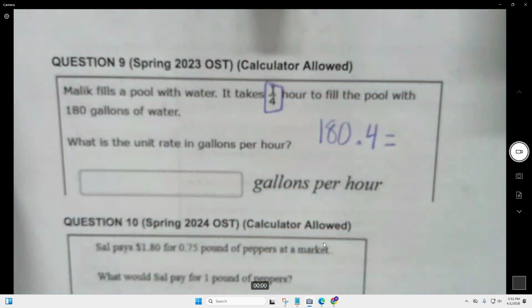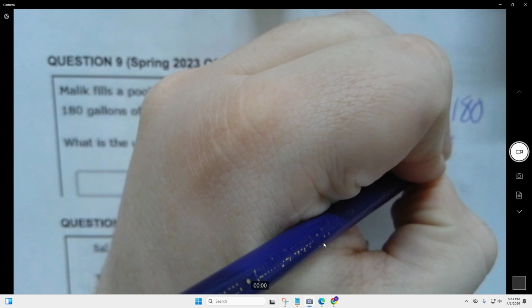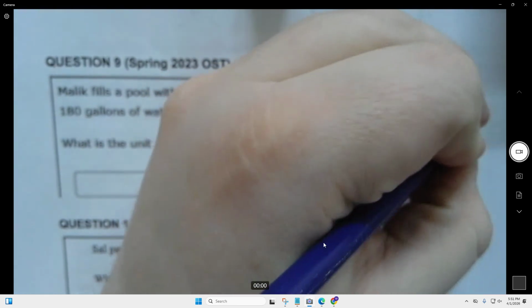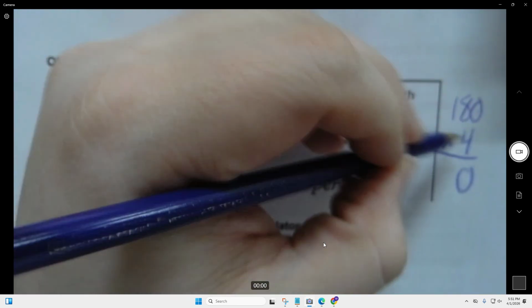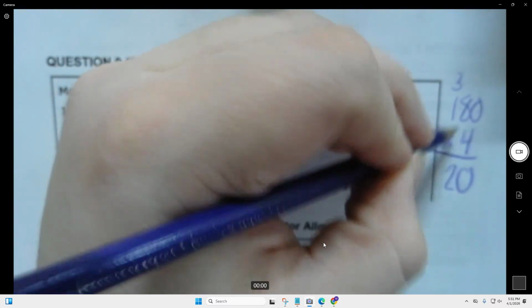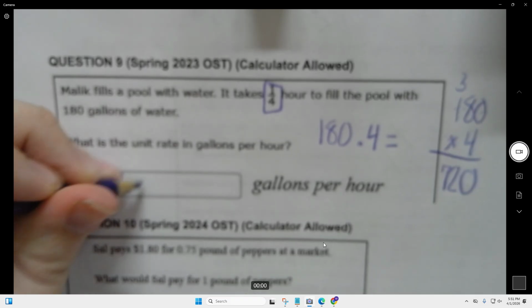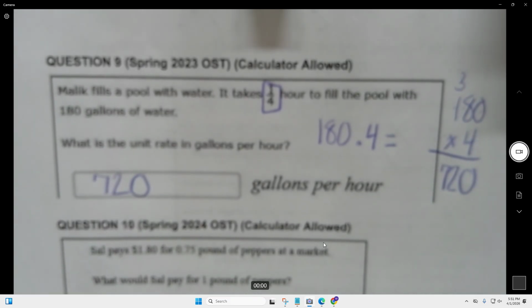What's 180 times 4? Well, let's do some scratch work over on the side. 4 times 0 is 0. 4 times 8 is 32. Carry the 3. 4 times 1 is 4, plus 3 is 7. So it is 720.